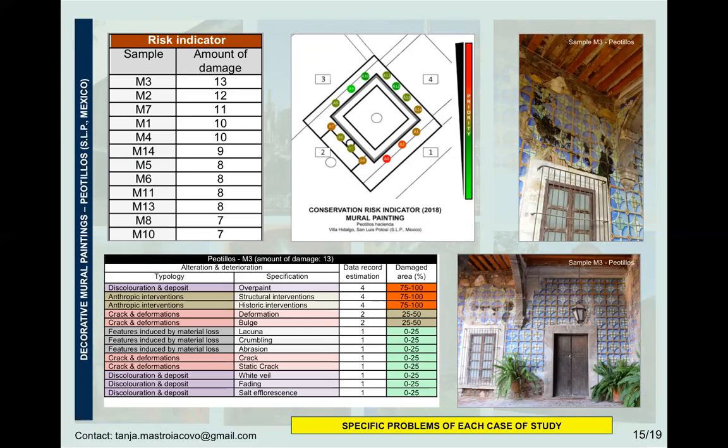Through this punctuation, it is possible to translate the information into graphic representation that allows for a quick identification of the most problematic areas at the conservational level. In the table, the alterations registered in Sample 3 are itemized, identified as an area of high conservational risk, along with its estimated surface extent.